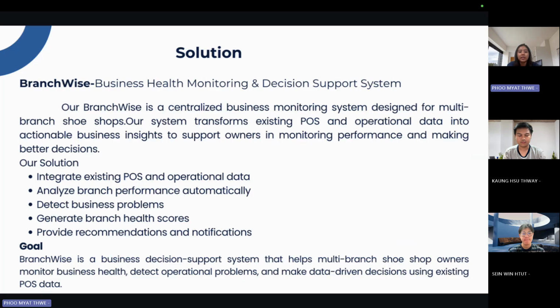Our solution integrates the existing POS and operational data and analyzes branch performance automatically based on the data and rules. We will detect business problems and generate the branch health score automatically. We will also provide recommendations and notifications when a problem is found. So our goal is a business decision support system to foster decision making for the shop's owner, monitor business health, detect operational problems, and make data-driven decisions using POS data and other operational data.